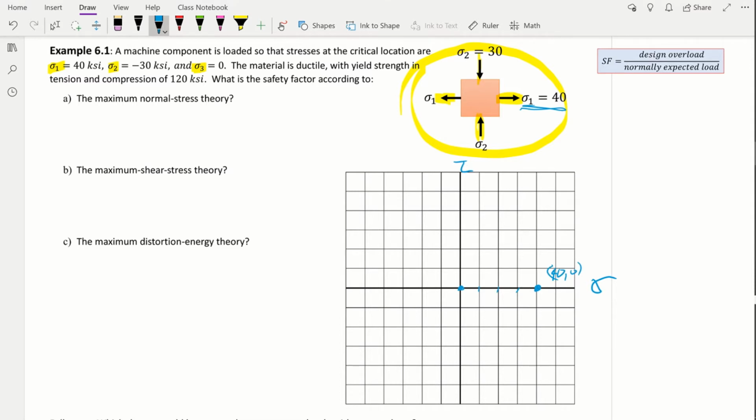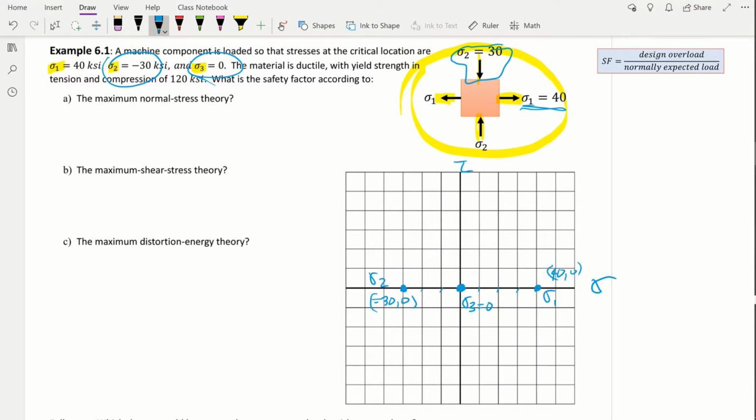Next, let's do the sigma 2. Remember, from this drawing, we can see that sigma 2 is compressing. That's negative, and in the problem statement it is given as a negative value. So we have to plot minus 30. So minus 10, 20, 30 brings it over here. And this is point minus 30 and 0. This would be sigma 1. This is sigma 2. Then the last principal stress is the out of plane stress. They're telling us sigma 3 is 0. So that means that right here at the origin, sigma 3 equals 0.